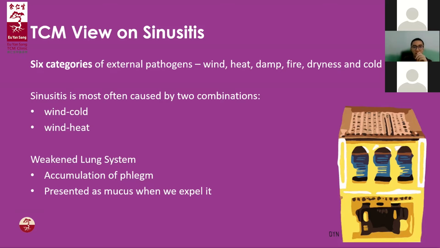All these pathogens can act alone, or in combination. Most of the time, the first one, the wind pathogen, brings along other pathogens as a combination. Here we will talk about the two most common combinations, wind cold or wind heat. Just now we mentioned the yellow mucus and the clear mucus. In this case, yellow mucus is more towards wind heat, and clear mucus is more towards wind cold. It is in a general sense, yeah.